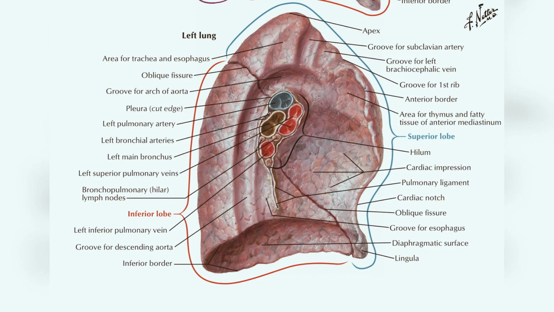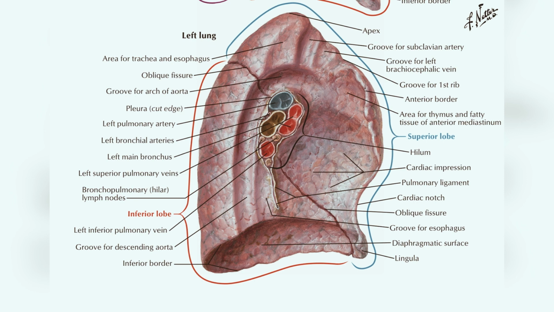Here in the left lung hilum, at the top is the left pulmonary artery. Inferior to that is the left main bronchus. Anteriorly and inferiorly to that, we can see the left superior and left inferior pulmonary veins respectively. The extension of the visceral pleura into parietal pleura can be identified as the pulmonary ligament inferior to the lung hilum.